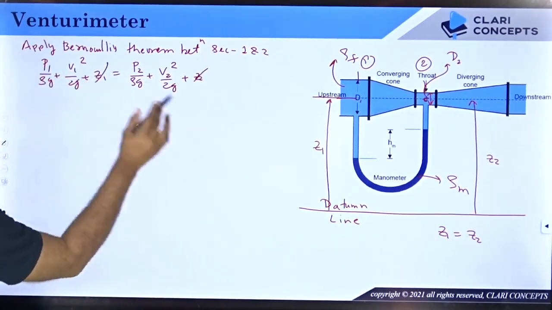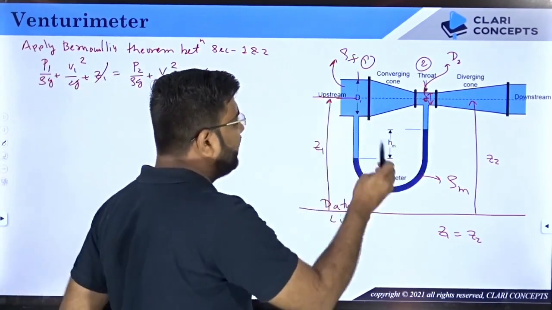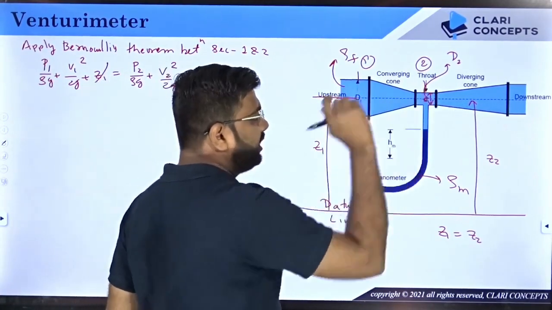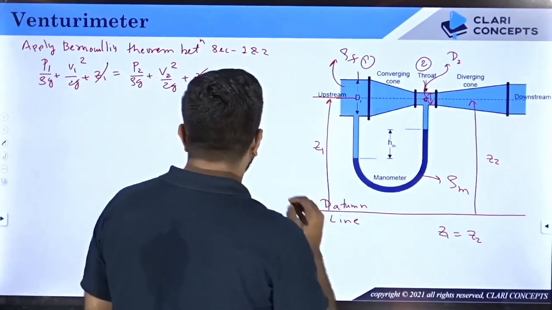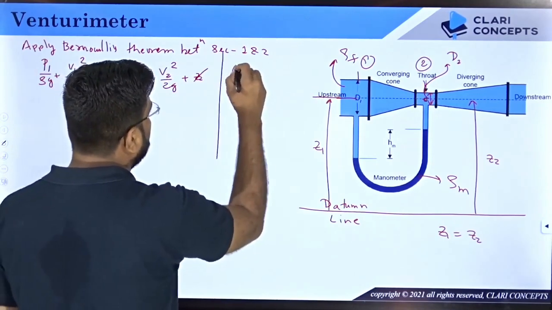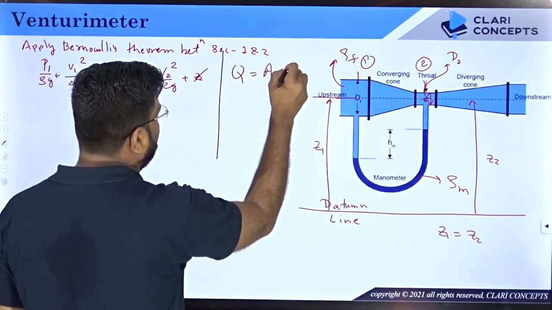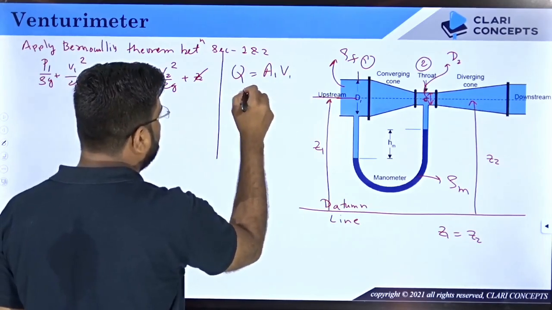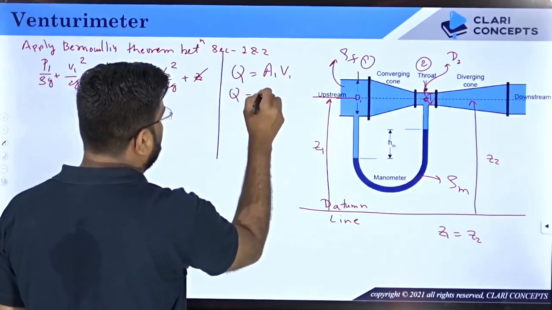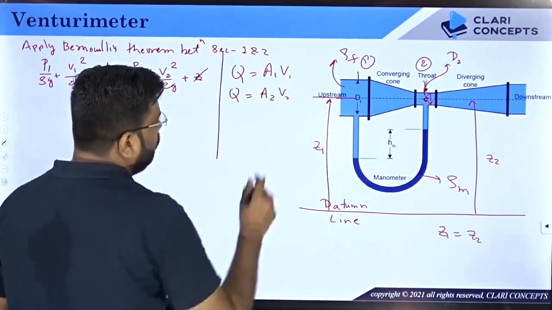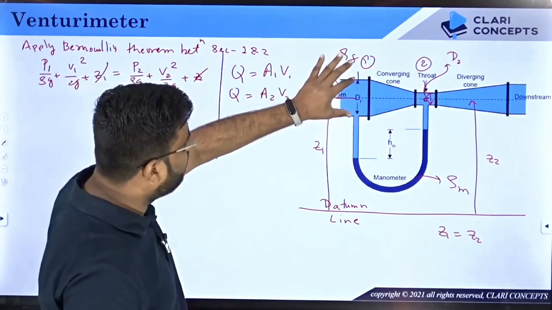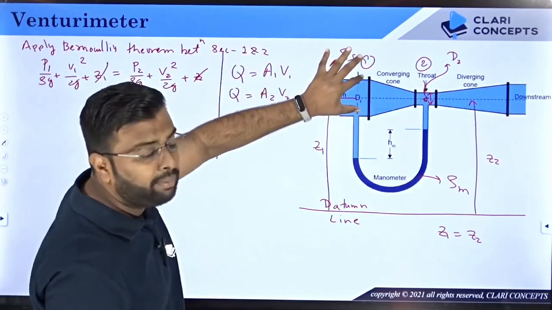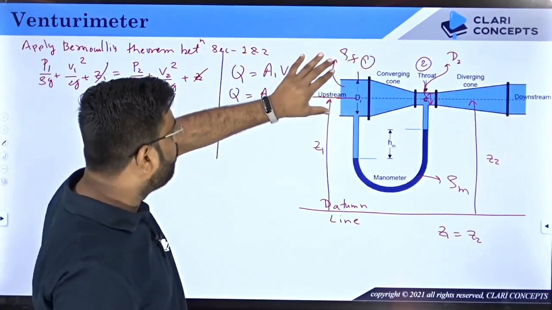Now in this equation, the objective is to find the velocity either in section 1 or in section 2. Why? Because you want to know the flow rate, and I hope you are aware that flow rate Q is basically either area 1 into velocity 1, which is also equal to area 2 into velocity 2. They are the same. So if you can get V1, that is the velocity at section 1 in the main pipe, then you can multiply that with the cross-sectional area of the main pipe, that is pi by 4 D1 square, to get the flow rate.